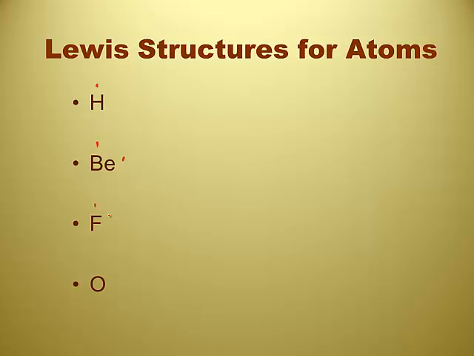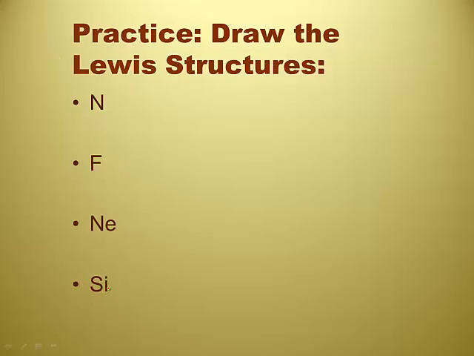For fluorine, I'd start at the top, work my way clockwise with 1 on each side, and then start doubling up, and that's all 7 valence electrons for fluorine. For oxygen, I do the same thing, only oxygen has 6 valence electrons, so this is what oxygen looks like as a Lewis structure. With the criteria of starting at the top and working clockwise, everybody's Lewis structure for oxygen will look like that. Why don't you press pause and try this out.